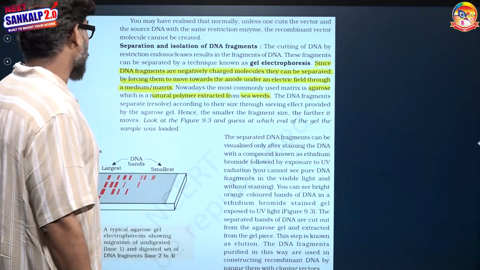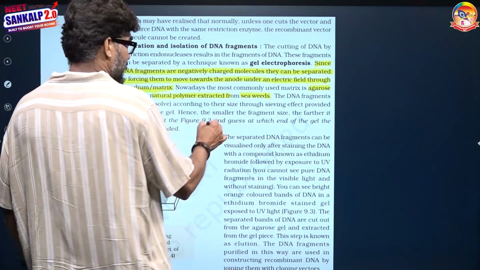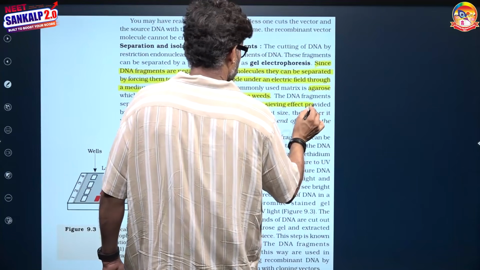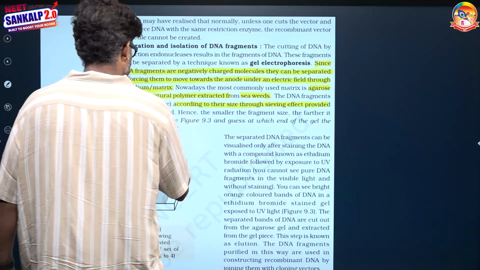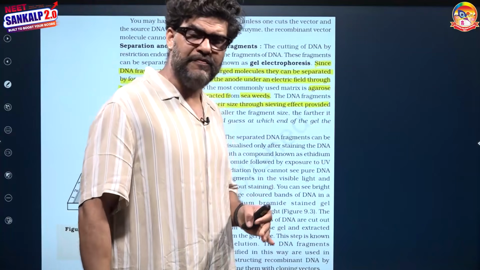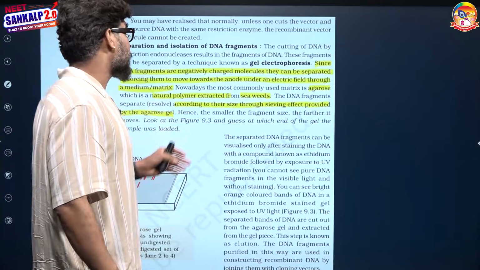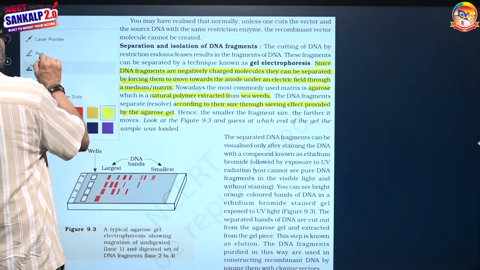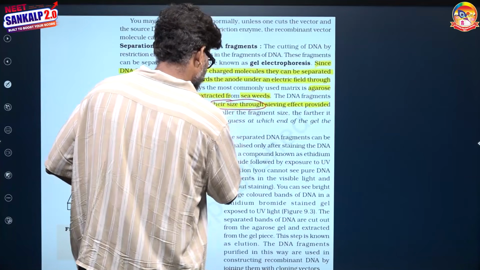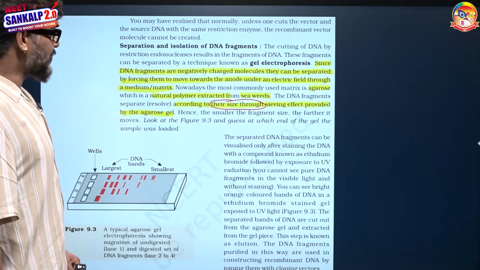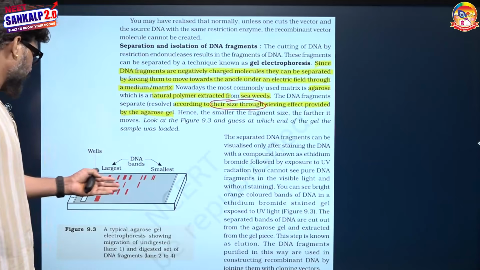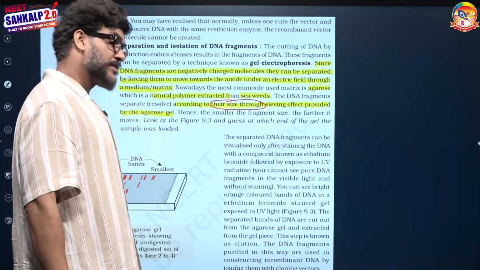The DNA fragments are resolved according to their size, a very important line, through the sieving effect provided by the agarose gel. Resolution of the DNA, meaning separation of the DNA fragments, is determined by the size of the DNA fragments. Very, very important: the size of the fragments is the main determinant. Hence, the smaller the fragment, the farther it will move, meaning it will travel more distance. So this is one presentation of gel electrophoresis.